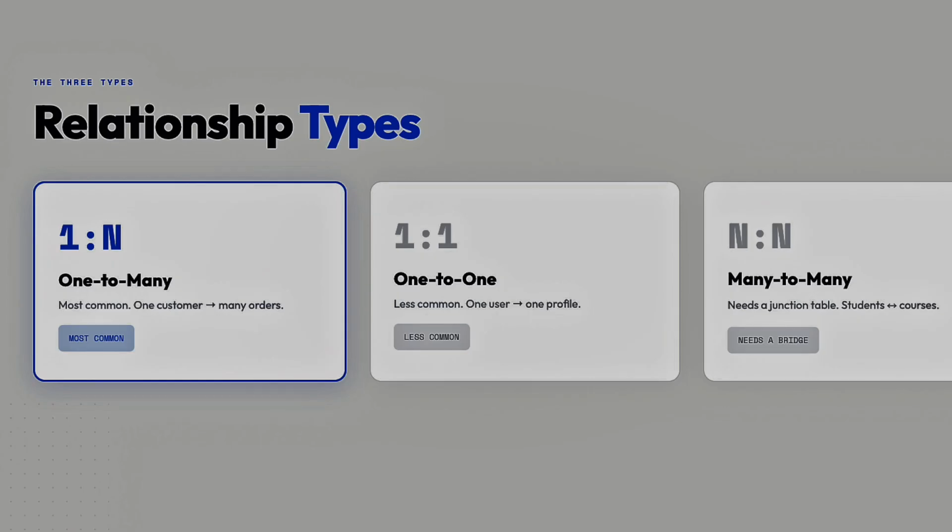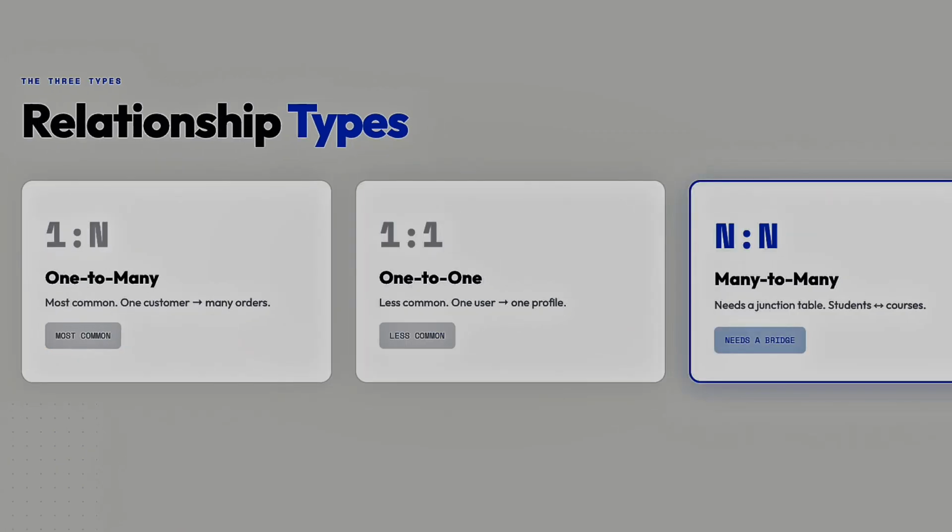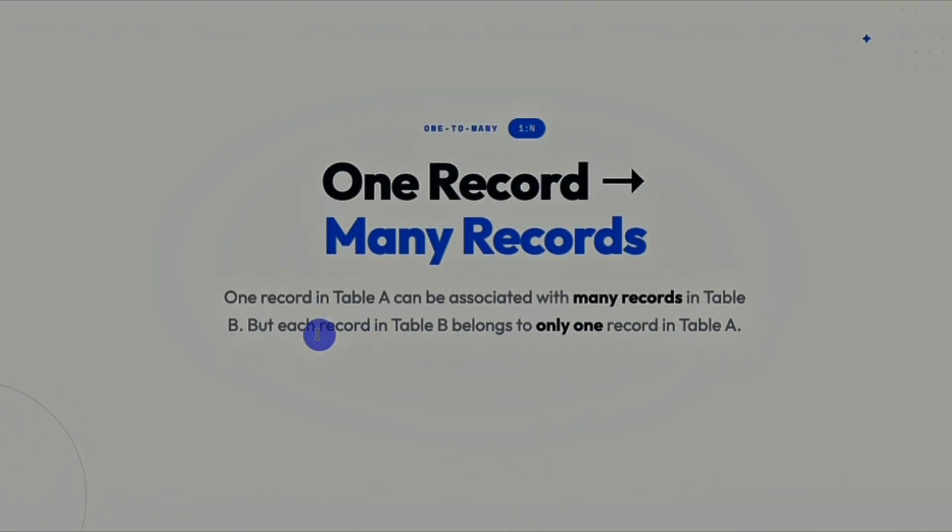What are the main relationship types? We have three major ones. We have the one-to-many, which is the most common one. We have the one-to-one, and we have the many-to-many. And we're going to talk about them one after the other. First of all, the one-to-many relationship. In this case, let's say we have table A and table B. One record in table A can be associated with many records in table B. But each record in table B belongs to only one record in table A. And that's the idea of one-to-many.